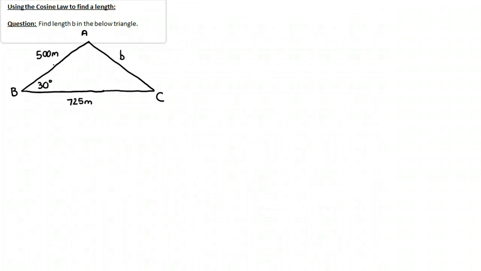Okay, let's use the cosine law to find a length. So the question here is find length b in the below triangle. The first step with this is to make sure we know the names of each side. It has been given that this is vertex b, so this is length b, this is vertex a, so this is length a, this is vertex c, so this is length c.